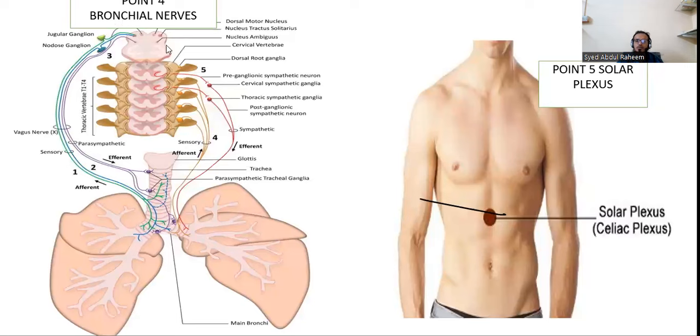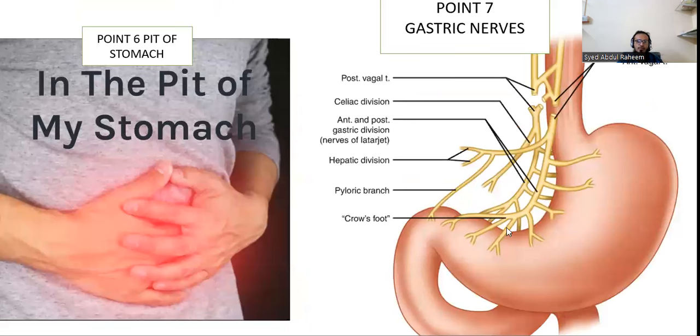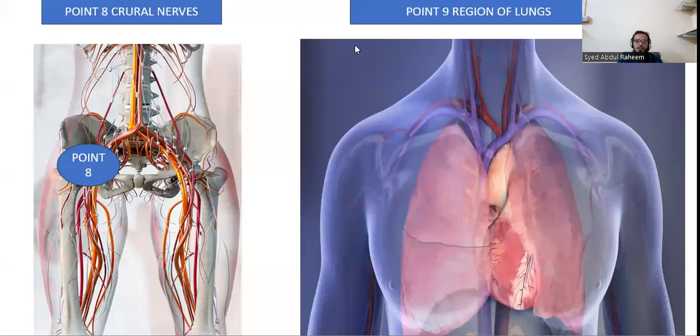And point number four, bronchial nerves, we can see here. And point number five here, solar plexus. Okay. And point number six, pit of stomach. Point number seven, gastric nerves. Okay. And point number eight, crural nerves here.